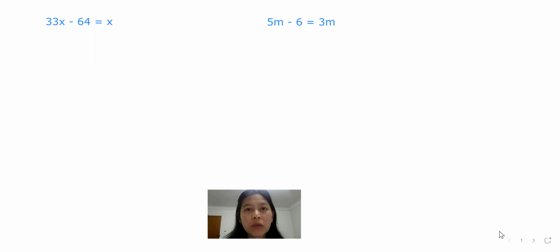You can pause the video, so we'll start with this page. You can pause the video and try by yourself, then play accordingly, okay? All right, look at the first 2 equations.